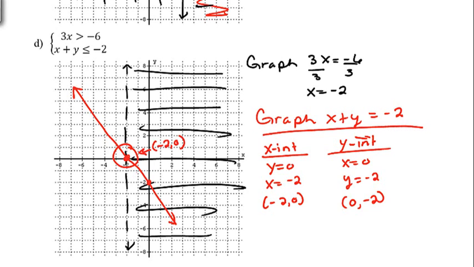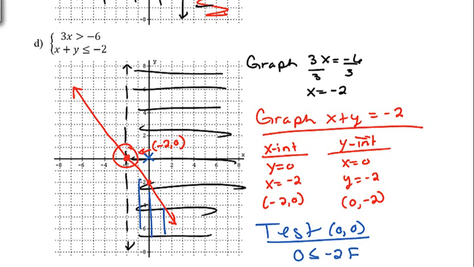And now we just need to figure out what side of the red line we need to shade there. So we're going to test 0, 0 would be the easiest point. And so if I plug 0, 0 back up into my original inequality, I get 0 is less than or equal to negative 2, which is false. So we shade the opposite side of the line. So that would be this part of the line here. And then our solution is the part that we shaded twice. And so that's this inner part right here.